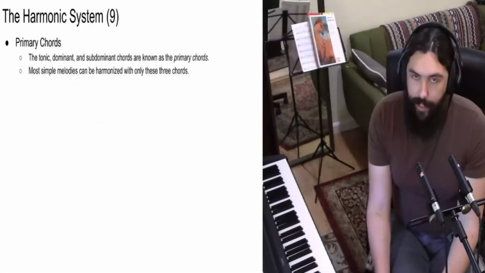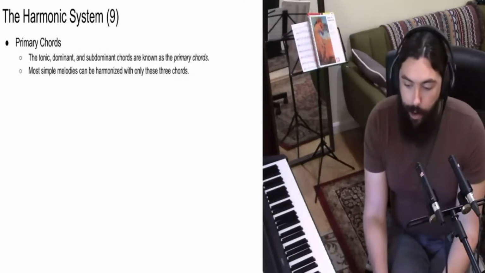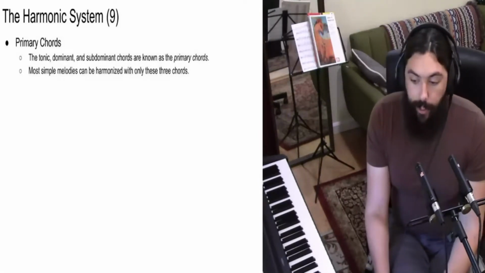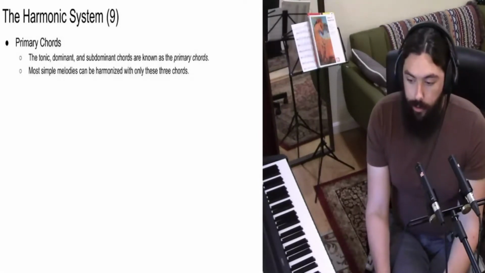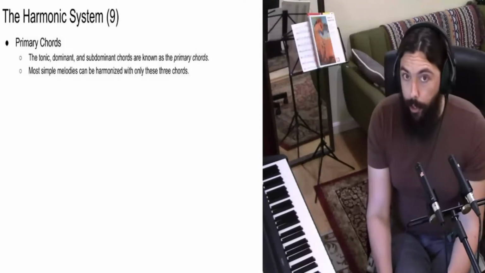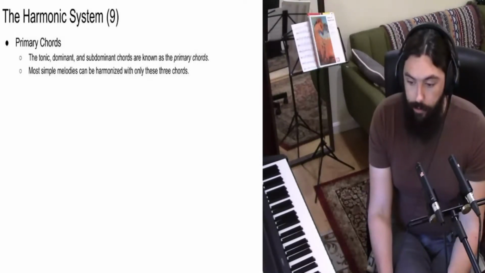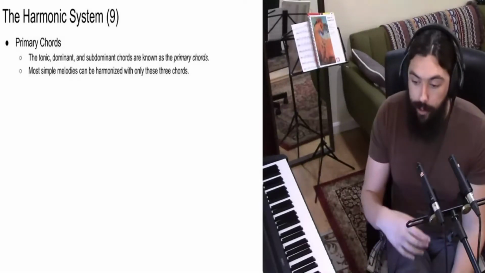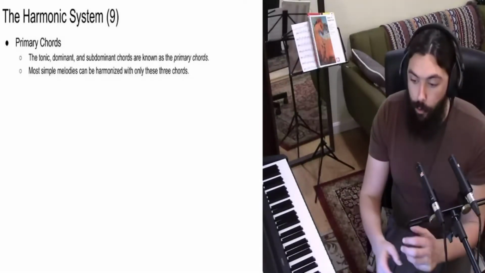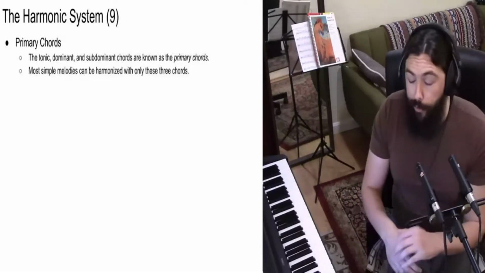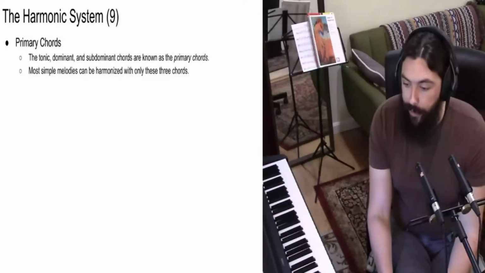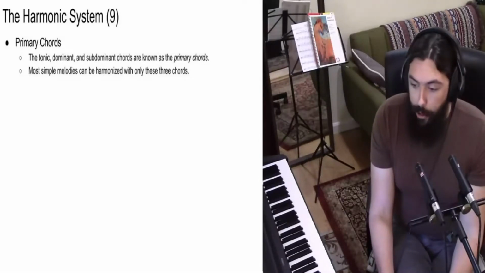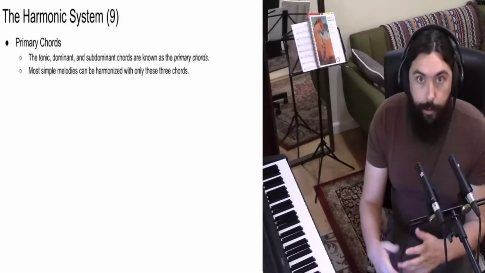Let's now talk about primary chords. The tonic, dominant, and subdominant chords are known as the primary chords. The tonic, remember, is the 1 chord, the dominant is the 5 chord, and the subdominant is the 4 chord, the one built on the 4th scale degree. Most simple melodies can be harmonized with only these 3 chords.